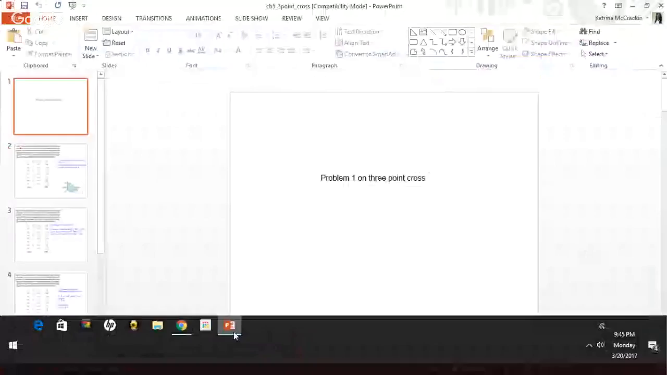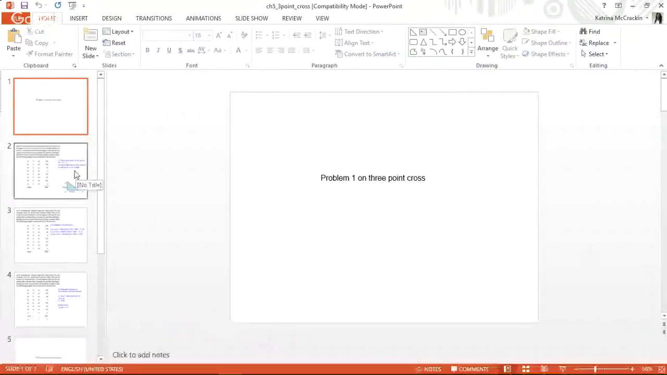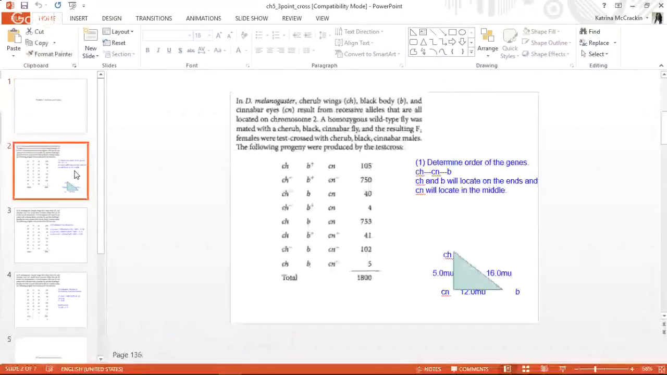Okay, so we're still on chapter 5. Now we are going to do a 3-point cross. So we'll start with problem 1. This problem has 3 sections to it. So in the first section, we're going to determine the order of genes.